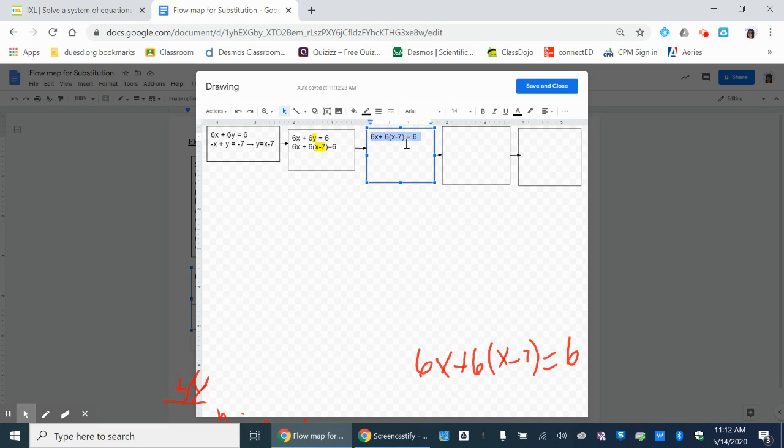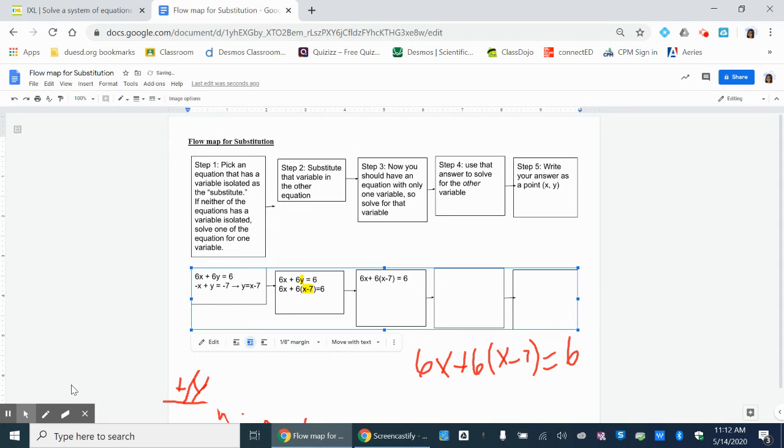You only have an equation with one variable, and in this case that variable is x. So that means I can now solve for x. And to solve for x, we have to do the steps on page 14 of our binder. Those are the steps to solve an equation with one variable. Since now I have an equation with only x, I can actually use those steps.